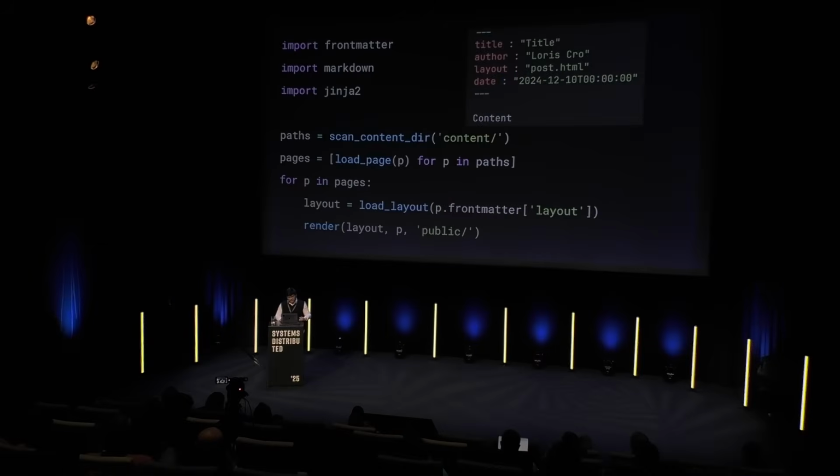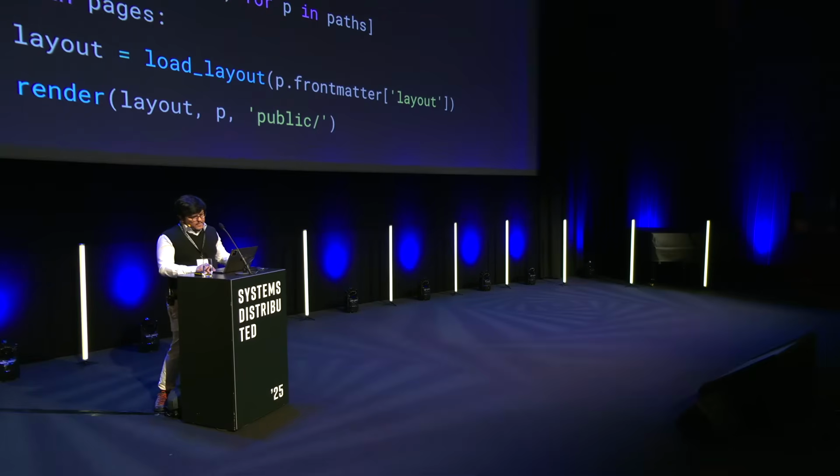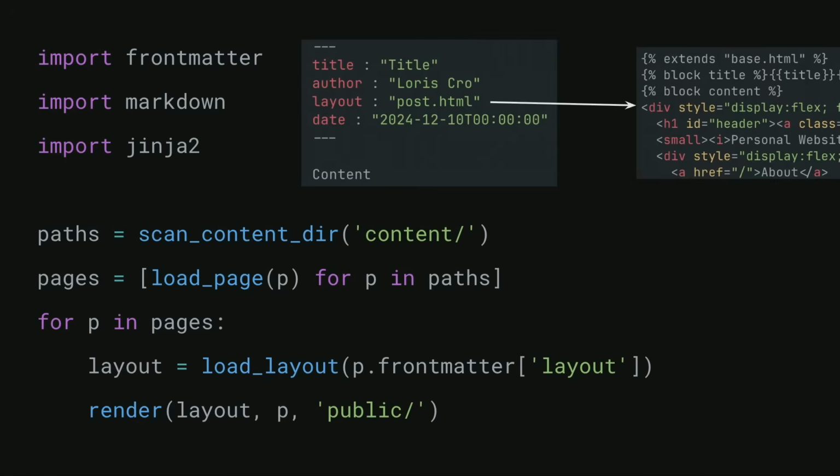Then, for each one of those pages that you loaded, you load the layout. You see that the front matter has a layout key. The layout key points to a Jinja template somewhere on your hard drive, or wherever you decided to put it. You load that template, and then finally, you render the content by running the Jinja template and placing the markdown content rendered to HTML in the right place. So you can write one yourself, and it really doesn't take much.